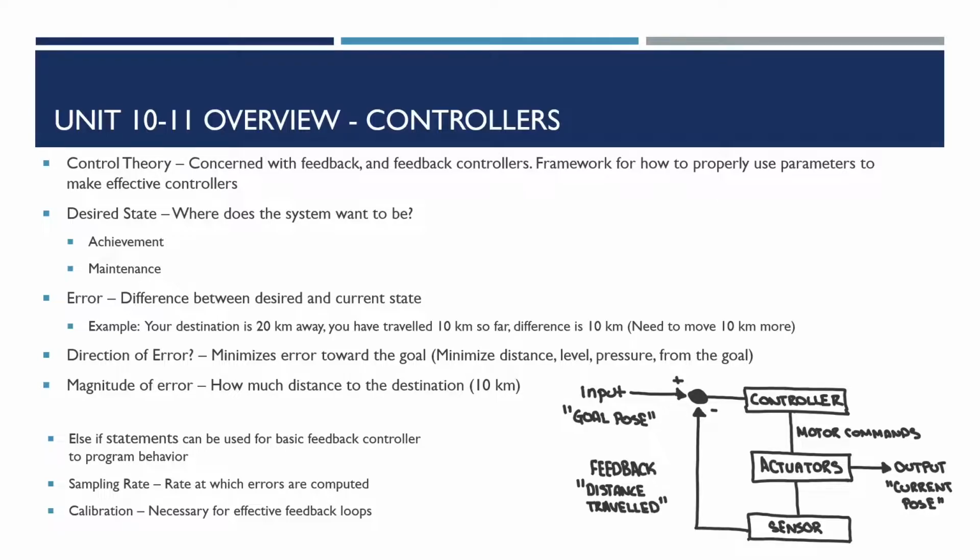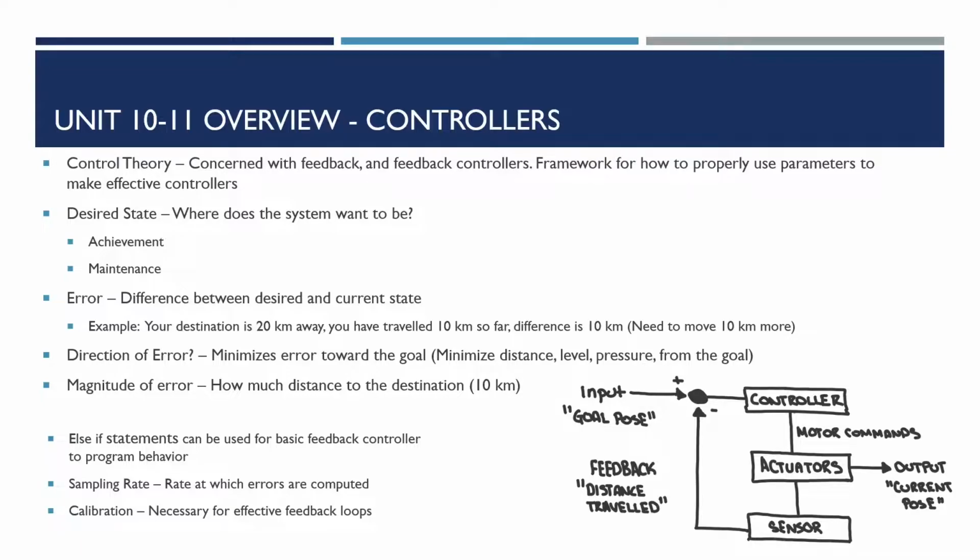Direction of error is used to minimize error towards the goal. It's minimizing distance, level, pressure, whatever you're trying to control. Then we have the magnitude of error, how much distance you have to the destination, which we talked about earlier. Else if statements can be used for a basic feedback controller to program behavior. Sampling rate is the rate at which errors are computed. Calibration is necessary for effective feedback controllers as well.